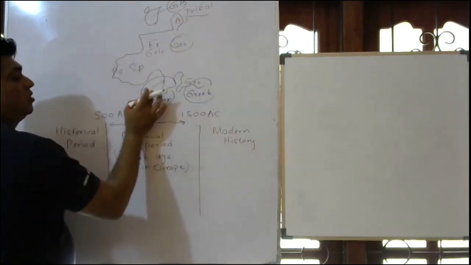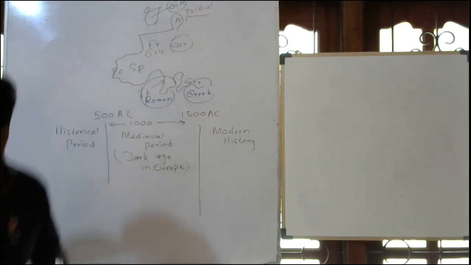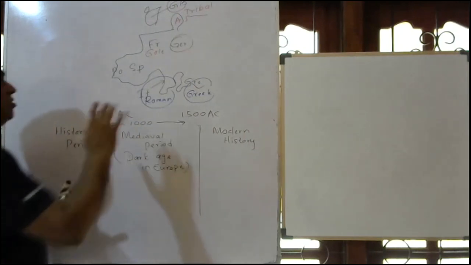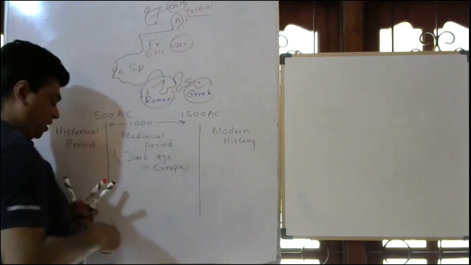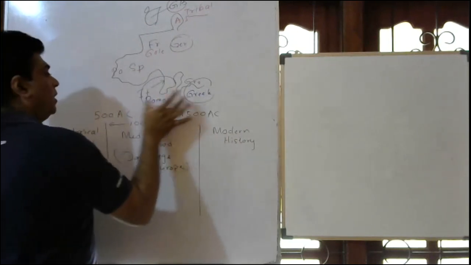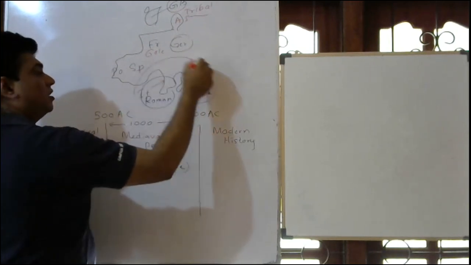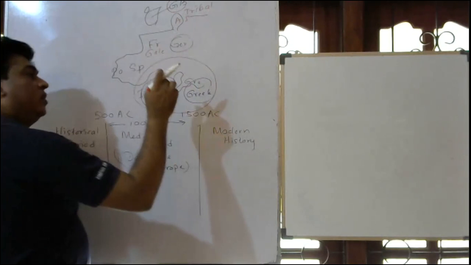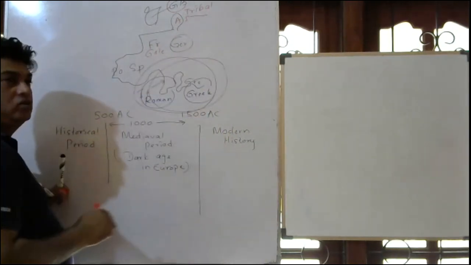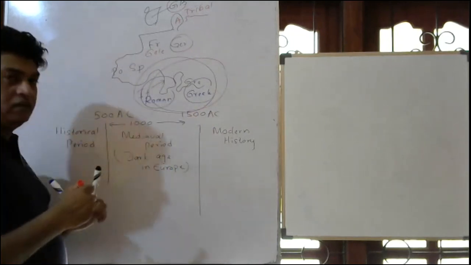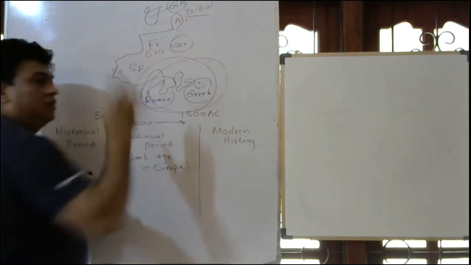At such a time, in Rome and in Greece, two great civilizations had developed. They had developed civilizations and empires, the Roman Empire and the Greek Empire. The special feature of these empires was that when the Roman Empire was there, it was spreading over Greece also, and when the Greek Empire was there, it was spreading even over Rome. So these two countries had the influence of both civilizations, Roman and Greek.